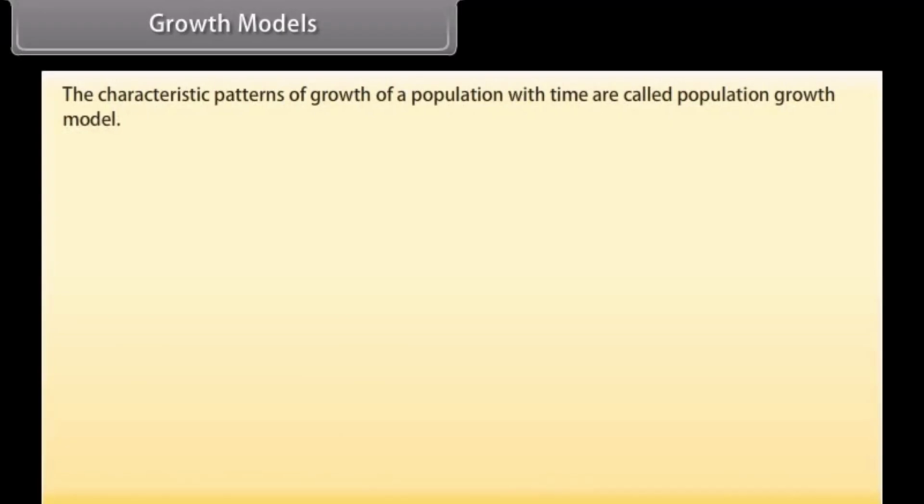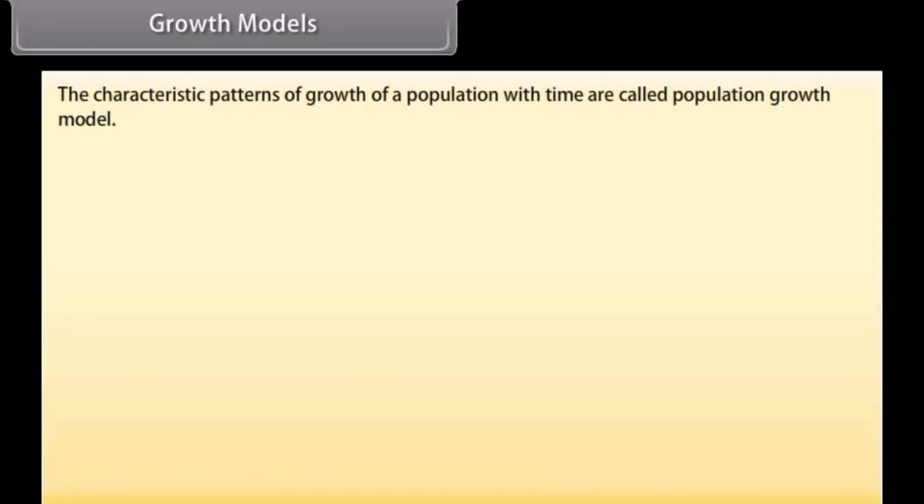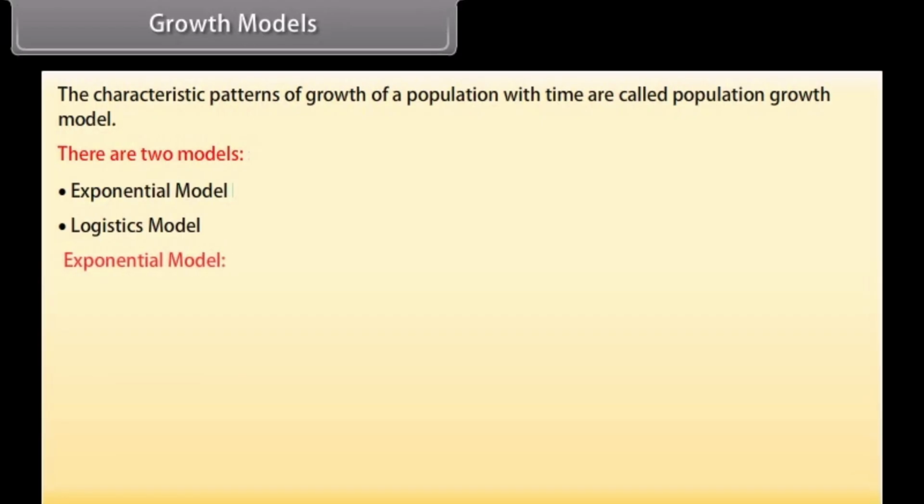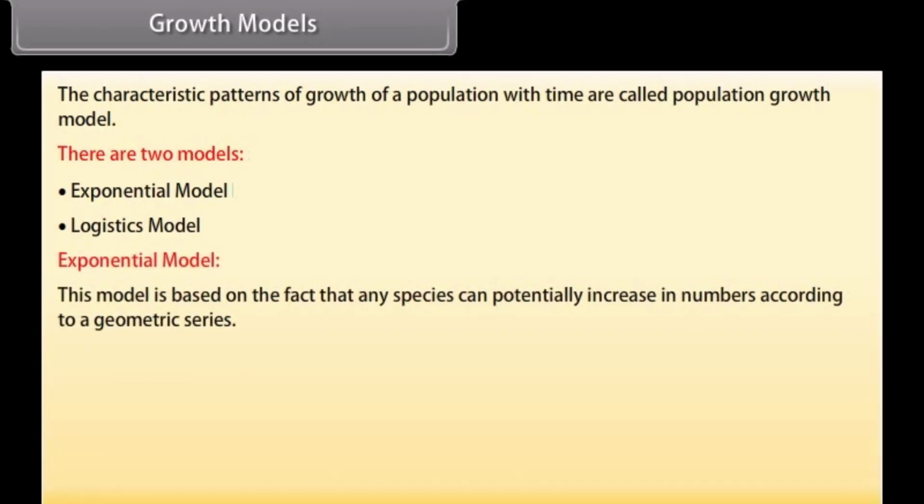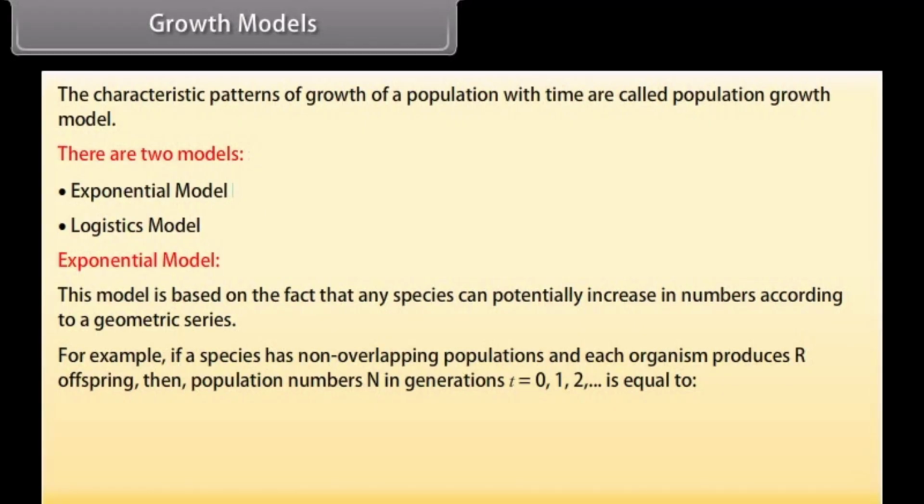Growth models. The characteristic patterns of growth of a population with time are called population growth models. There are two models: exponential model and logistic model. Exponential model. This model is based on the fact that any species can potentially increase in numbers according to a geometric series. For example, if a species has non-overlapping populations and each organism produces R offspring, then population numbers N in generations t equal to 0, 1, 2, and so on is Nt equals N0 into R raised to the power t.